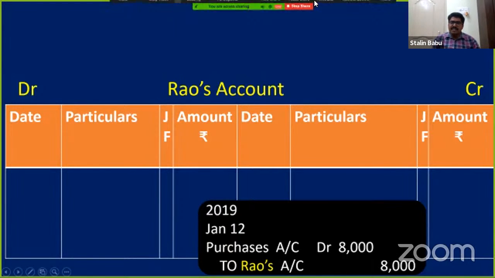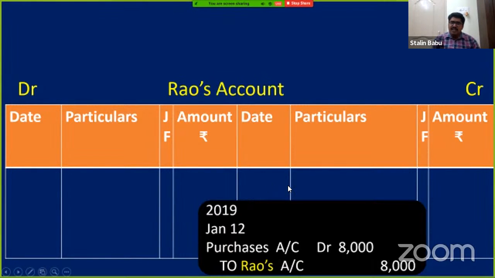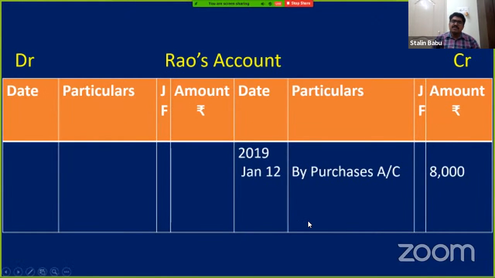On the credit side, we write the date of the transaction, January 12, in the date column. In the particulars column, we are writing on the credit side, so we have to post the name of the account debited here. What is that? Purchases. We are writing on the credit side, so we prefix the word 'by'. So January 12, by purchase account, amount 8,000.